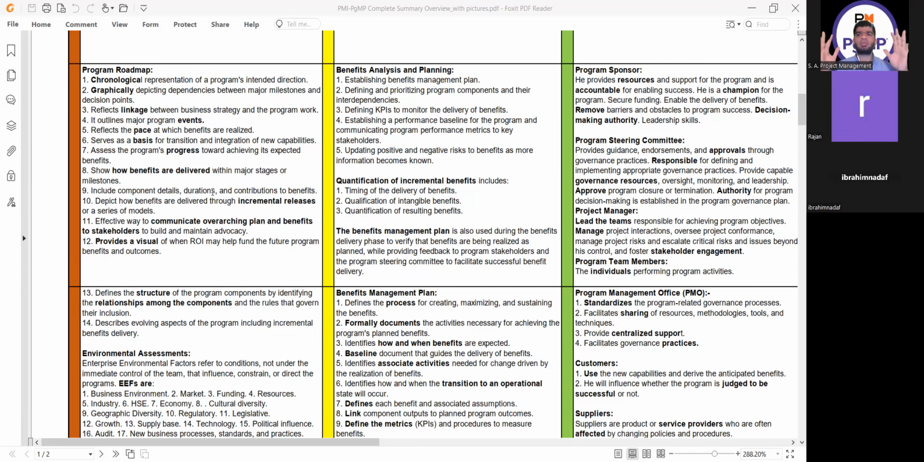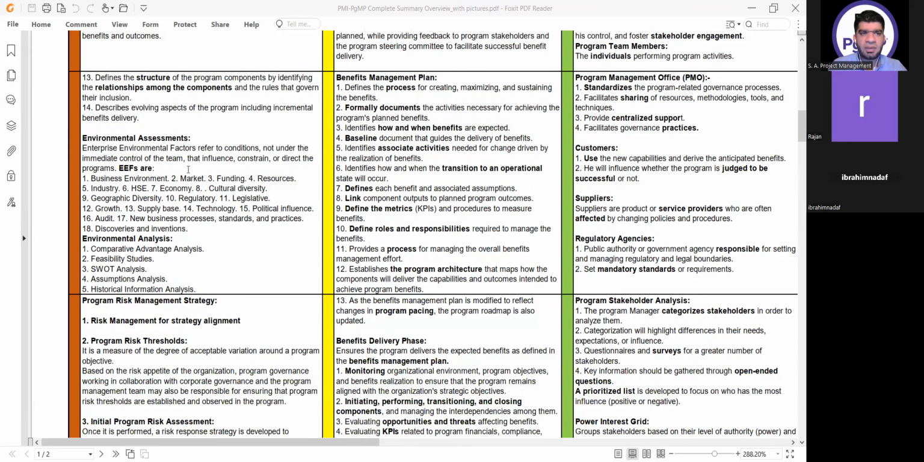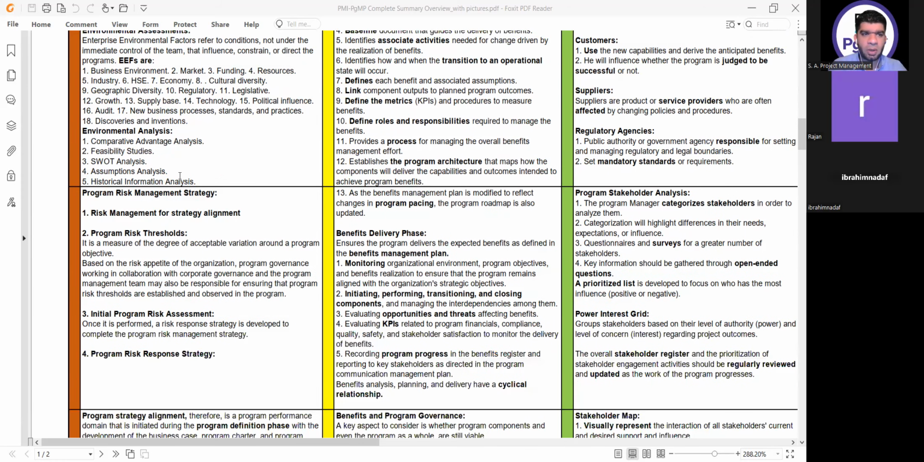So here the key concept is that whenever they ask you when you are going to deliver something, which document will indicate the pace at which the benefits are going to be delivered. When they talk about incremental delivery of some benefits, everything will be covered in the program roadmap. Then we have the environmental assessments. It is the same as EEF, nothing to worry about.